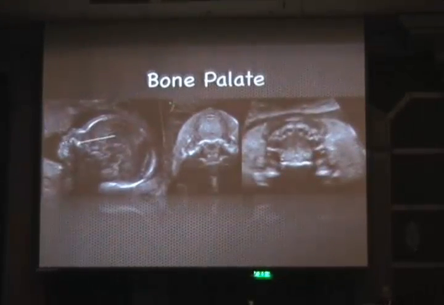The bone palate is a little bit difficult. You can see it in the profile, in the sagittal plane. You see here the corpus callosum, the vermis, and the palate. You turn 90 degrees, and the new machine can turn for you. You see here the bone palate, and it's complete just behind the tongue. So for sure here there is no cleft palate.